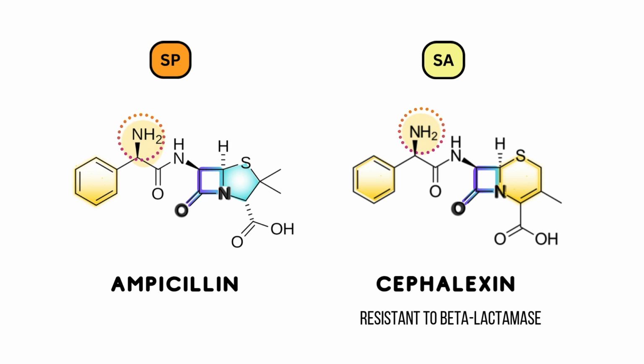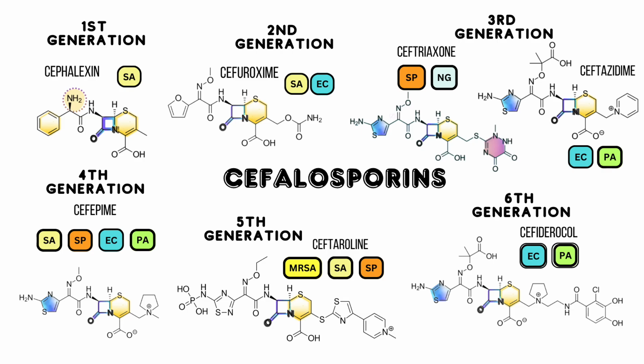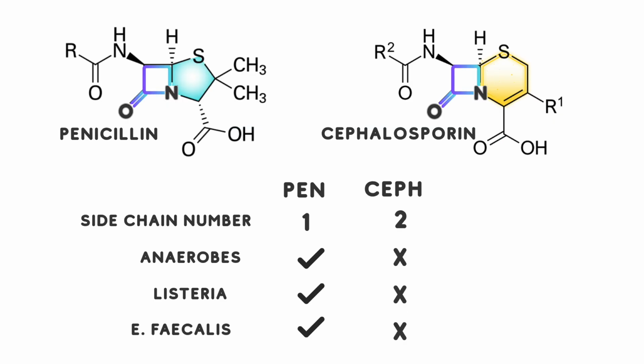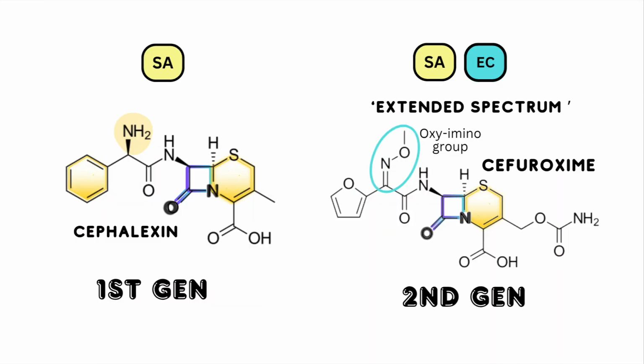It's only until we get to some of the later generations of cephalosporins that we get loss of gram-positive activity, and I'll get into that later. The other important difference is that the cephalosporins lack activity against anaerobic organisms, and this applies to all the generations of cephalosporins.